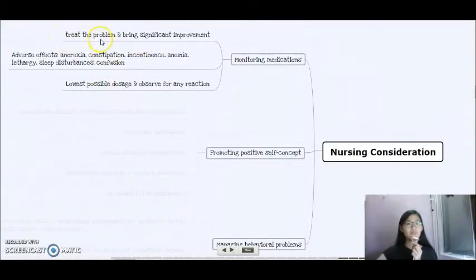Medication can treat their problem very well and bring significant improvement. However, each medication has its adverse effects, such as anorexia, constipation, incontinence, anemia, lethargy, sleep disturbance, and confusion. Therefore, physicians should always prescribe the lowest possible dosage, and nurses should observe for any reactions.